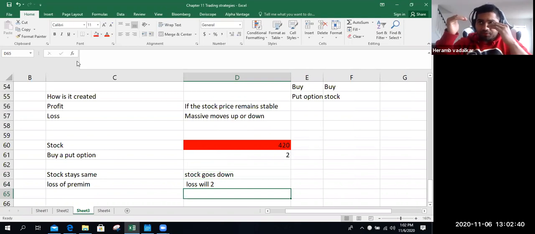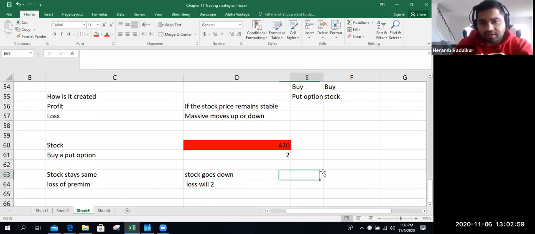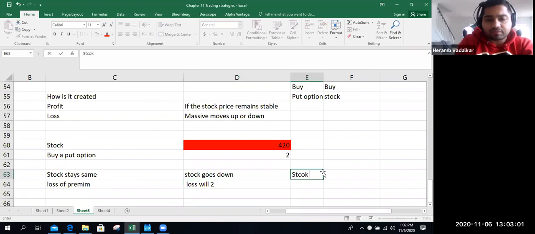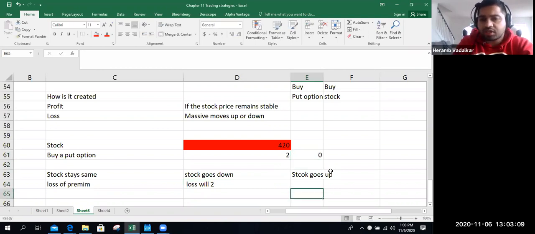Because if the stock starts to fall, I have two positions. One is in the stock, one is in the put. So if the stock starts to fall, I start making money in the put option, but I start losing money in the stock that I own. So effectively, my loss will be capped at $2. If the stock goes up, the put option that I have goes to 0, and I'll make money on the stock.